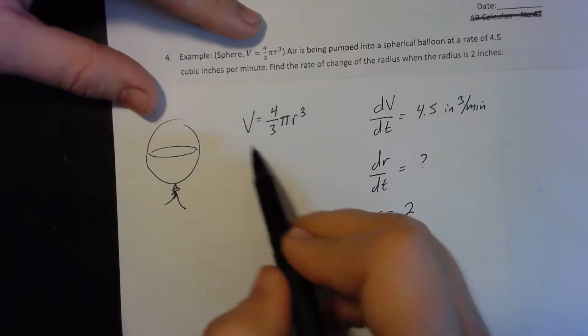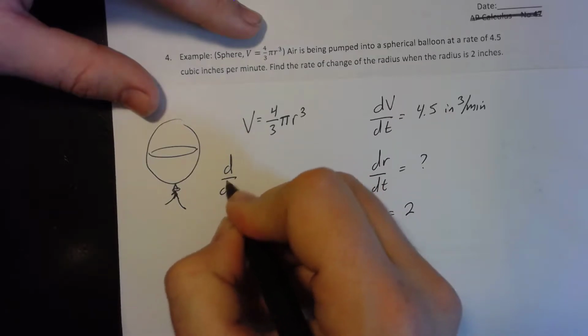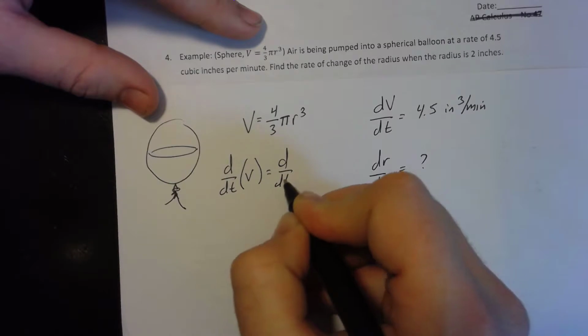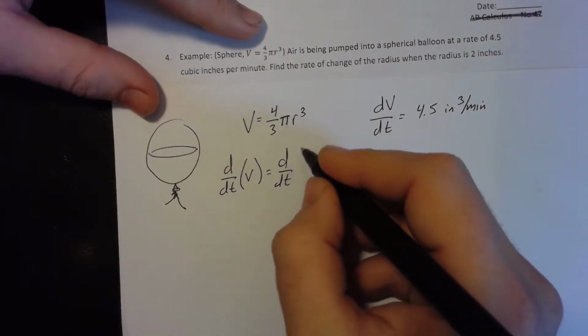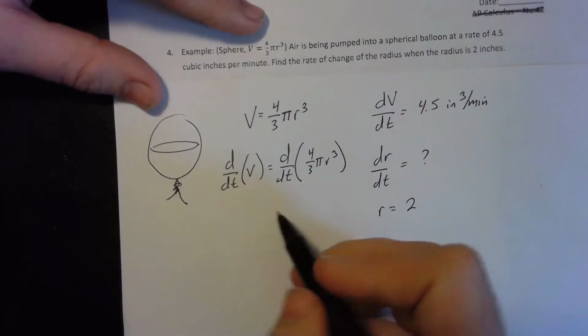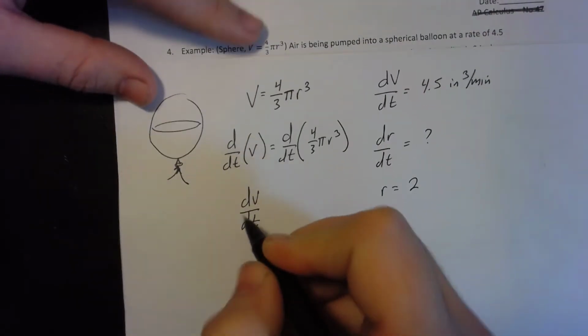We have a formula that relates just volume and the radius. So I'm going to take the derivative of this entire function, very carefully, with respect to time. So d/dt of V and d/dt of 4/3 pi r cubed. On this side, I'm just going to rewrite this as dV dt.